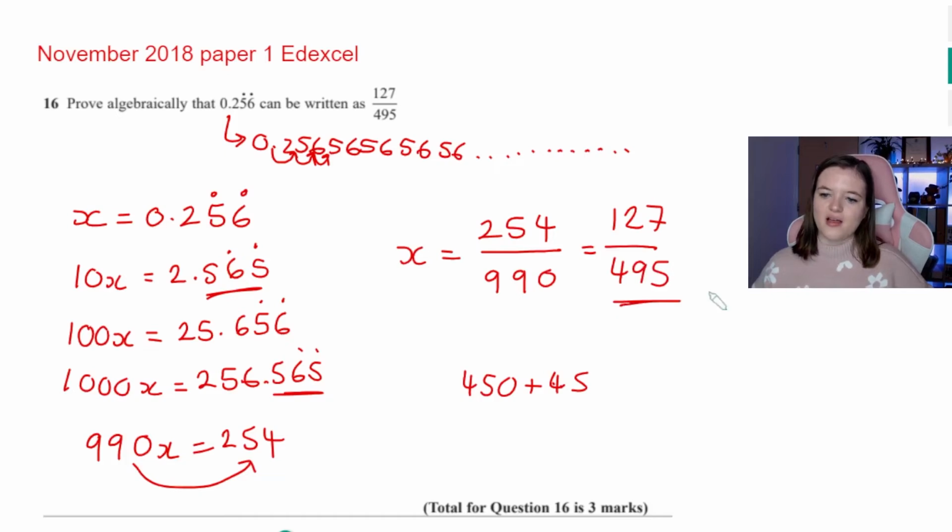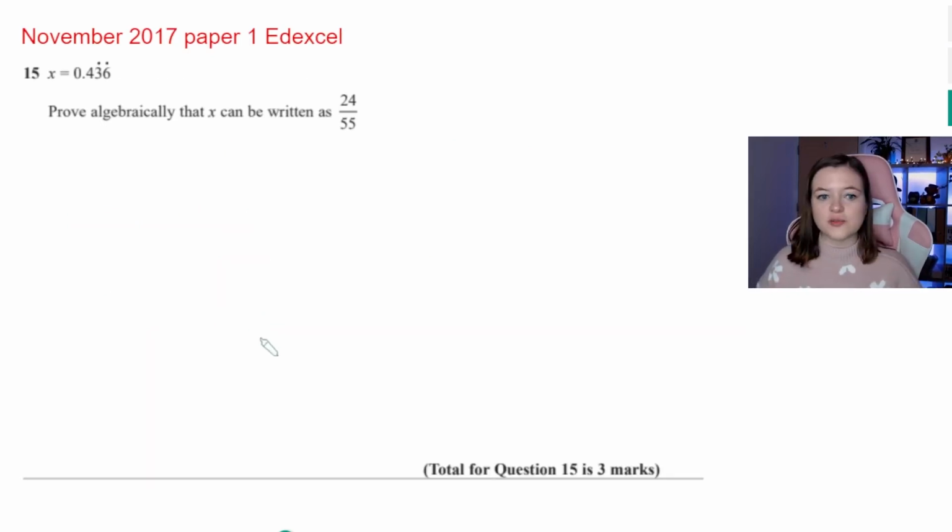495. And that would then be 3 marks. Okay, so this one is from the November 2017 paper 1 from Excel. So you know the drill by now. Pause it, have a go, see how you do.